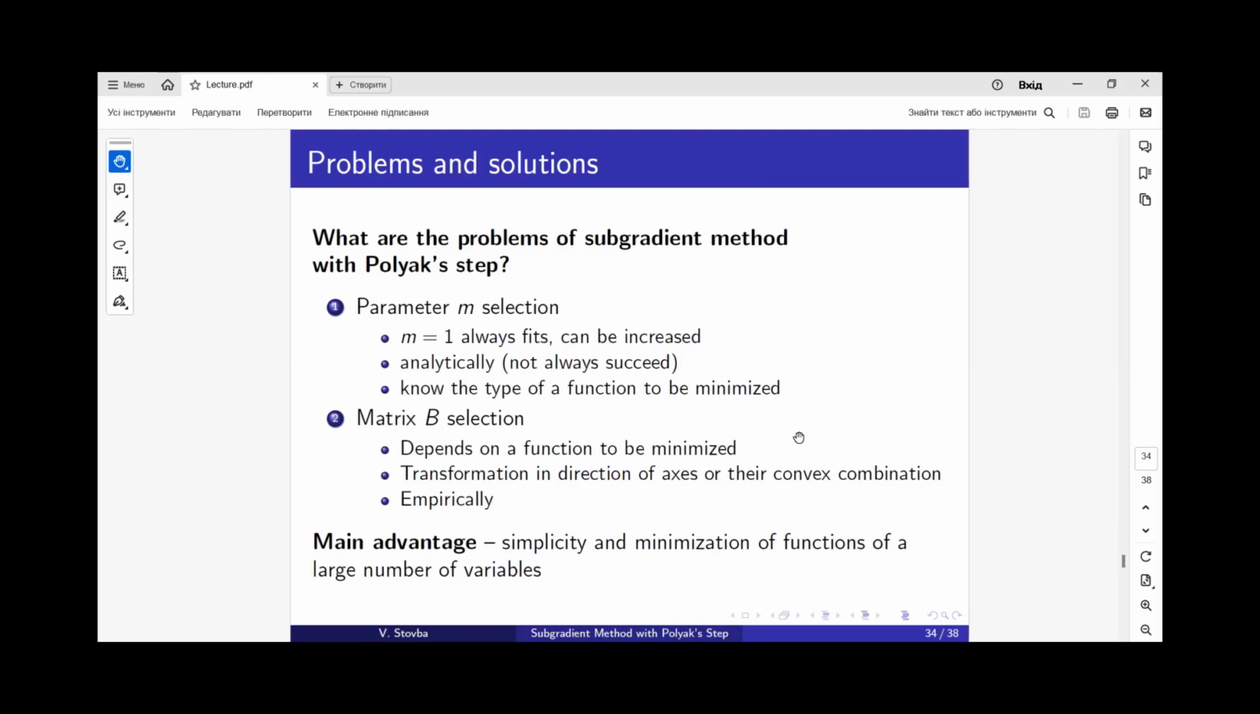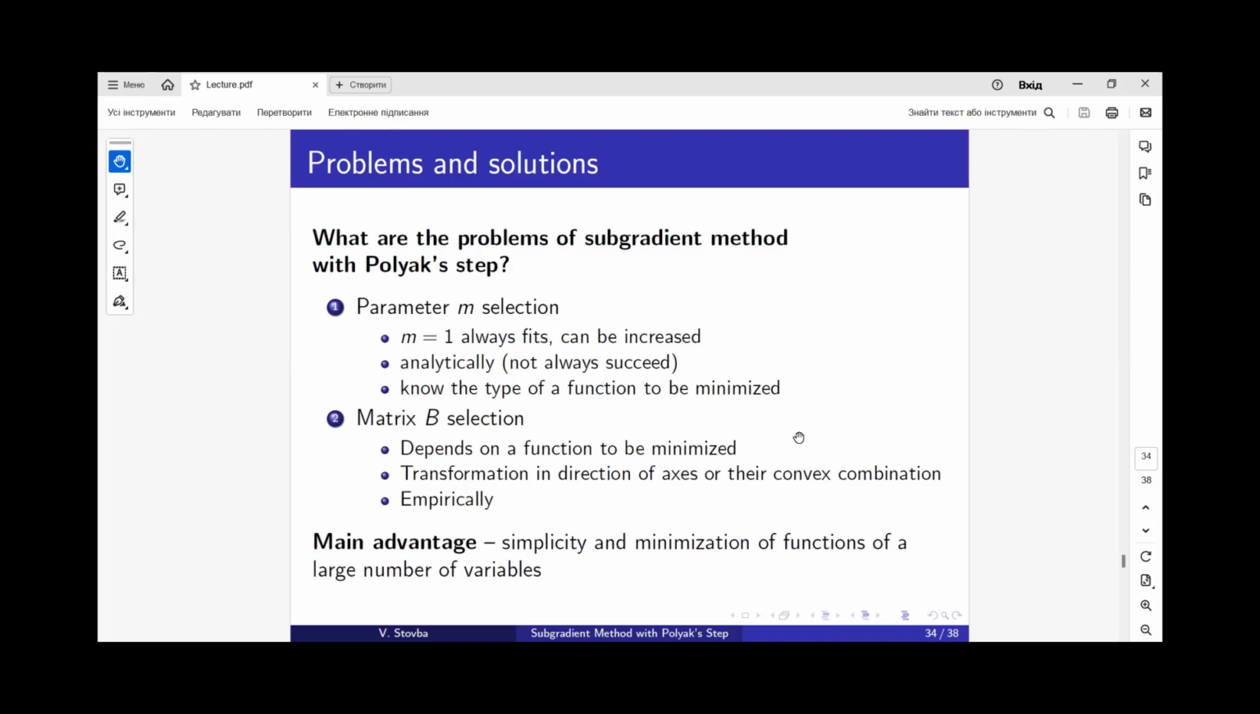The main advantage of this gradient method with Polyak step is its simplicity. We saw the iteration process. It's pretty easy to implement in any programming language, be it Python, Julia, or any other. And moreover, minimization of functions of a large number of variables is realistic for this method. We saw a quadratic function with 10 million variables, and it converges in about 45 iterations, and it could take just seconds to perform.